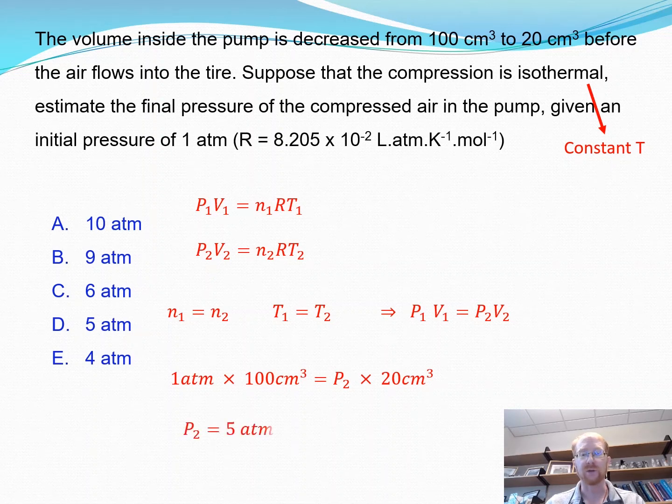So solving this for P2, I get a value of 5 atmospheres. So D is my correct answer here. All right. So this was now starting to bridge a little bit of conceptual as well as the mathematical to this question. Okay.